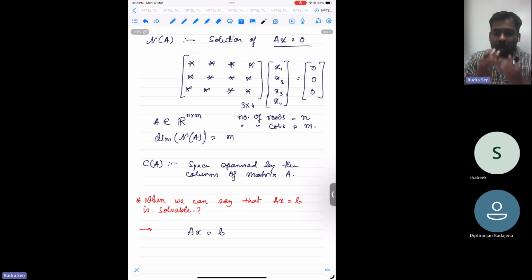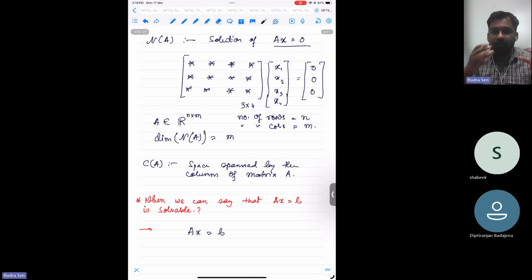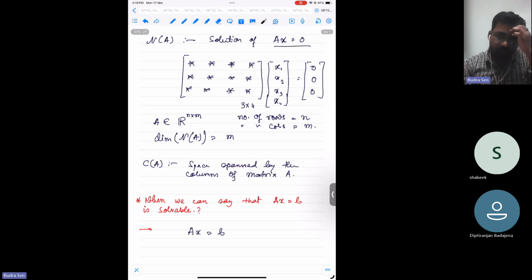So that means the column space, spanned by the columns of this A matrix, must contain vectors consisting of three elements, because they are spanned by these columns. I think that is understood by all of you. Here the b vector is basically 0, which is the homogeneous case. For the non-homogeneous case, the b vector is not a zero vector, it's something else.